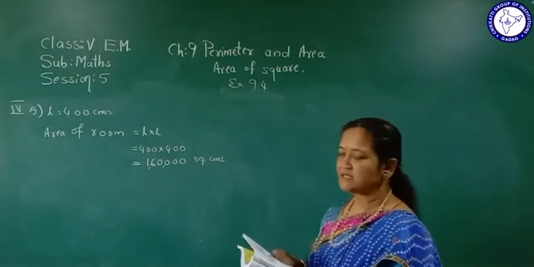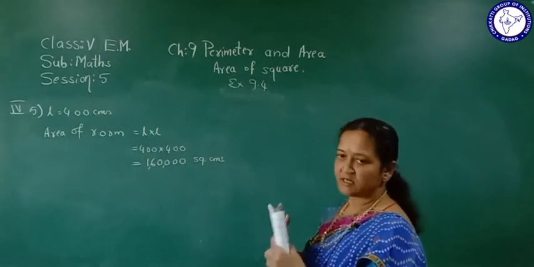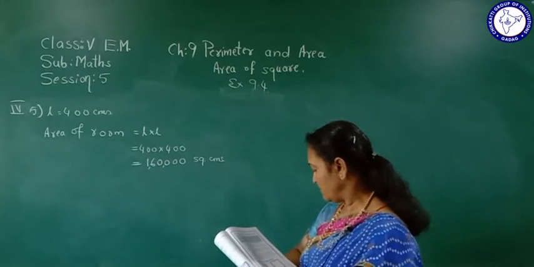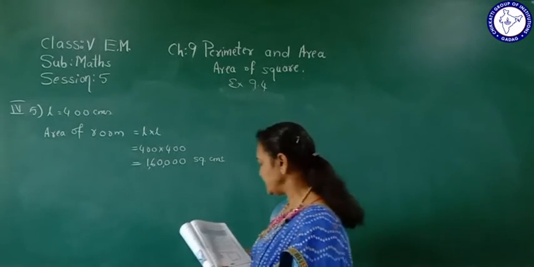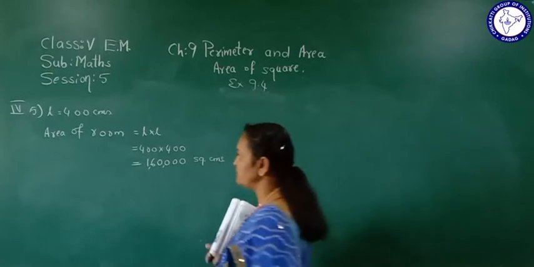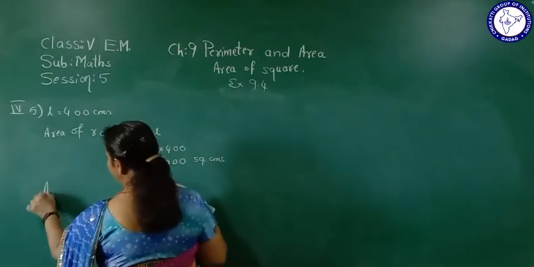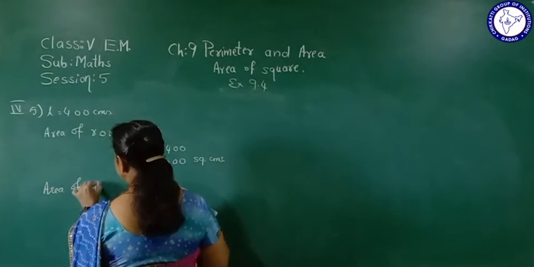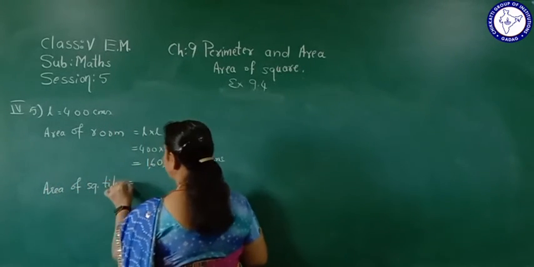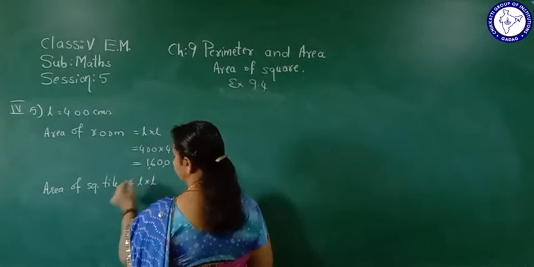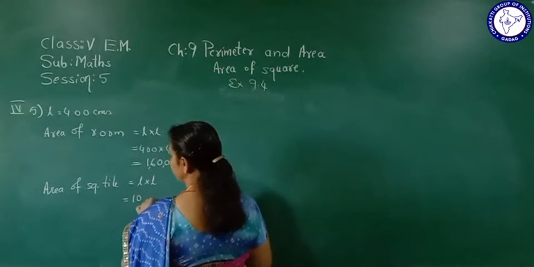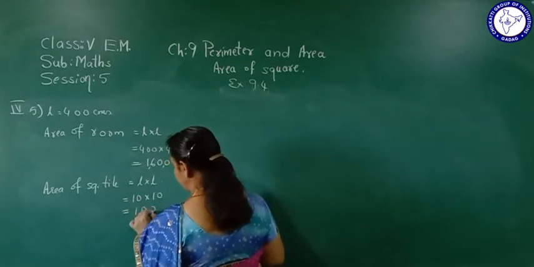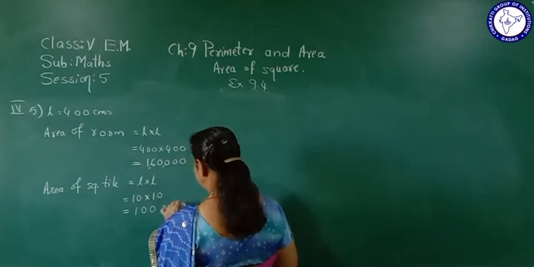Here answer is 1,60,000 square centimeters. Then how many square tiles of 10 centimeter in length are required? That we have to find. So area of a square tile equals to again length into length. So here length of a square tile is 10. 10 into 10, it is 100 square centimeters.